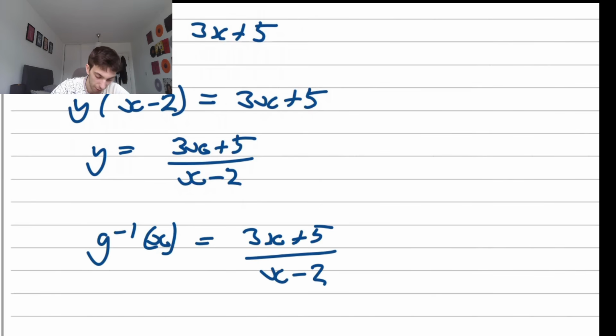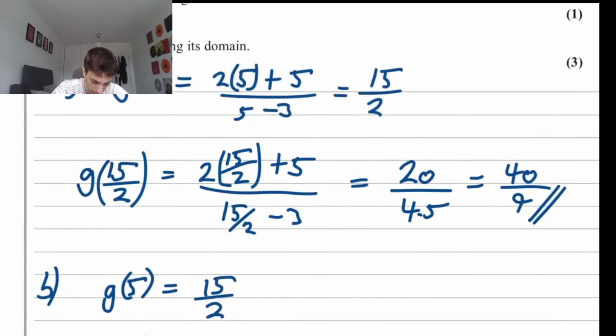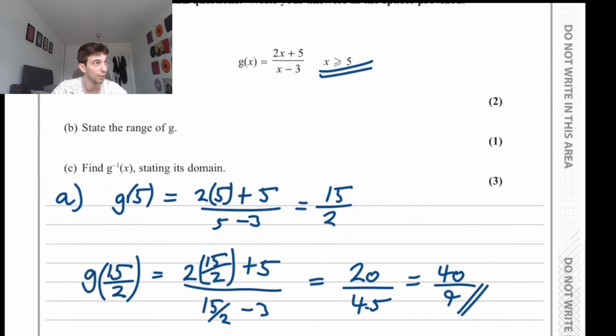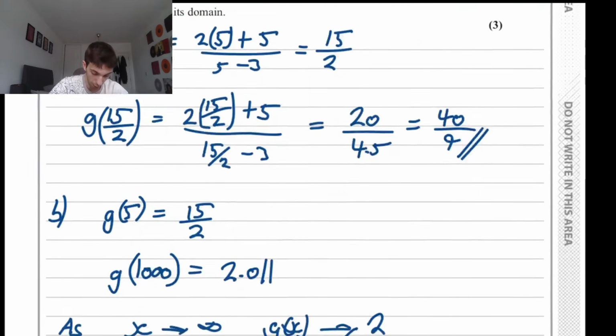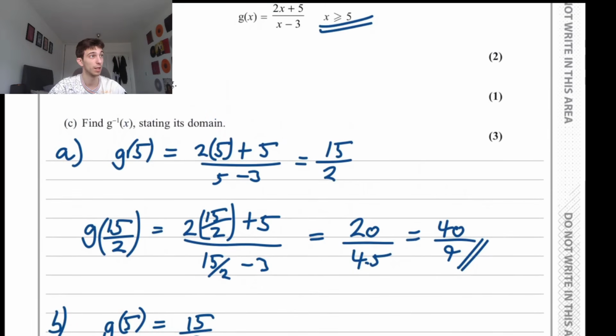Now, what do they want us to find? They wanted us to find the domain, I believe. For the inverse function, if we have our normal function's domain and range, the domain becomes the range, and the range becomes the domain. So they want us to find the domain, which is actually going to be the range of g of x. The domain of the inverse function will be the range of the normal function.